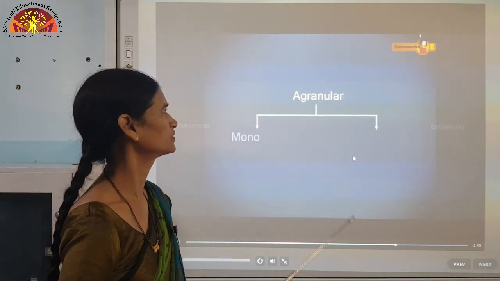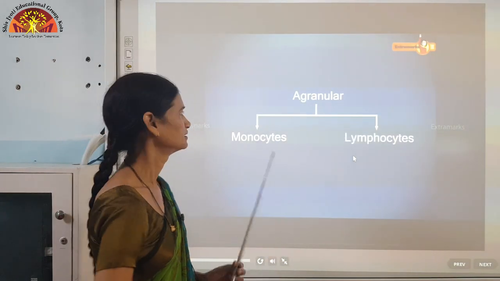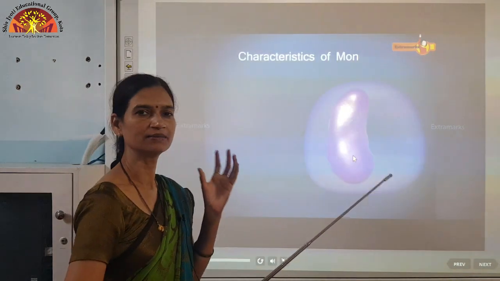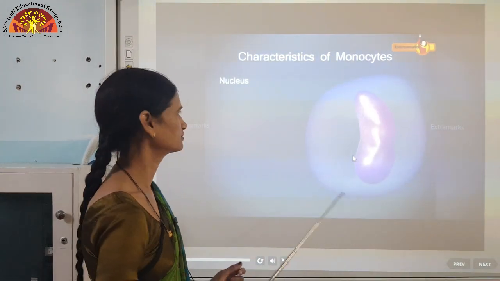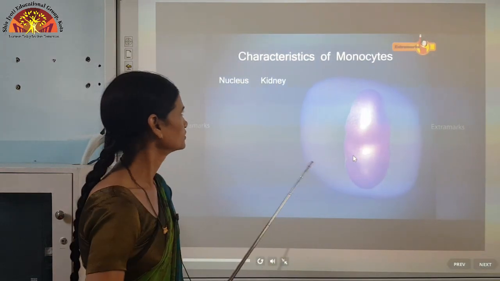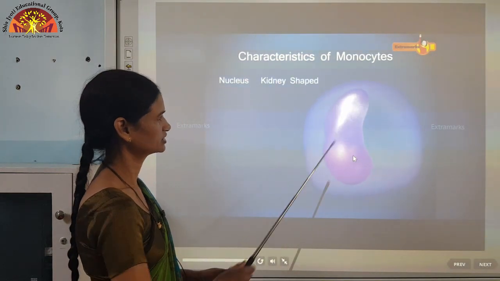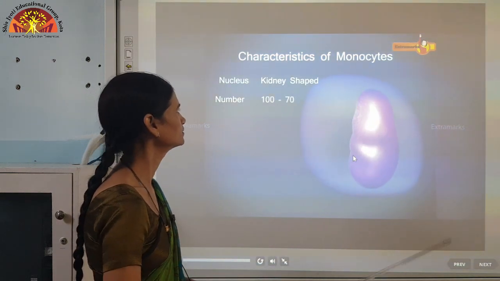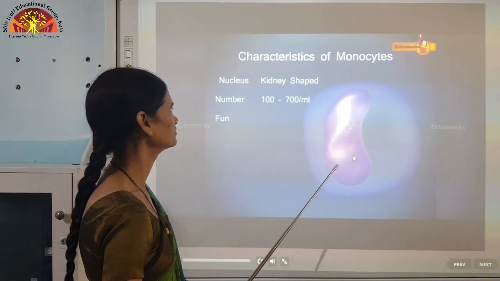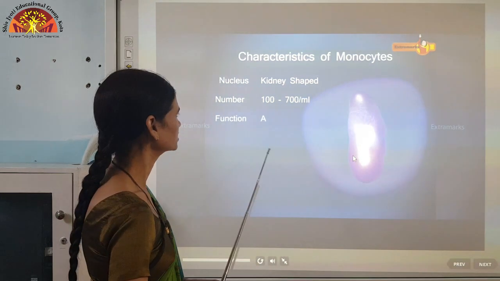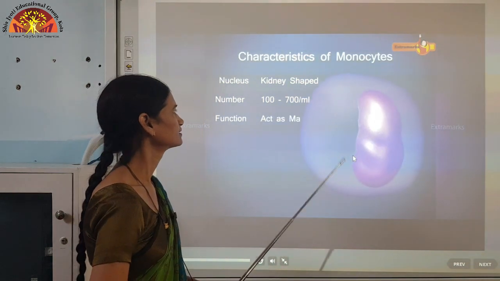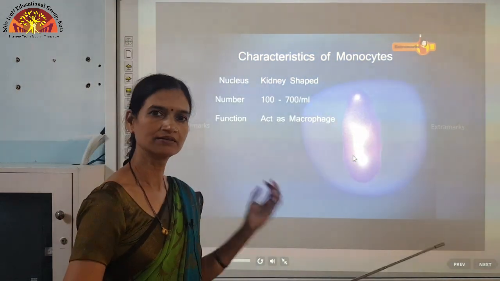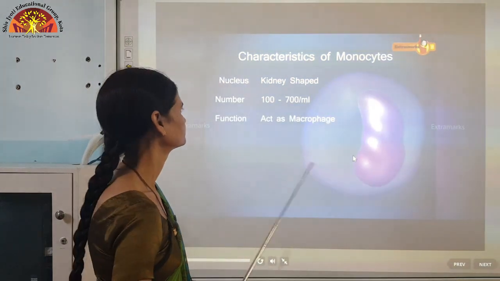Now we'll study about agranular WBC. They are again of two types, monocytes and lymphocytes. तो ये दोनों मिलाकर हमारे immune system को control करते हैं. तो you should remember. First we'll see monocytes. They are kidney shaped. Their shape is like kidney, and their number varies from 100 to 700 per milliliter of blood. Their function is they act as macrophages. Macrophages means they also help in killing the external pathogens.